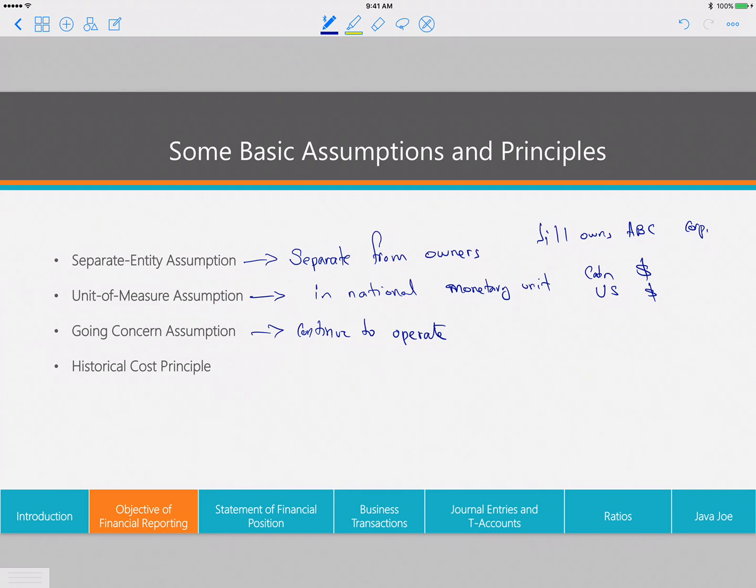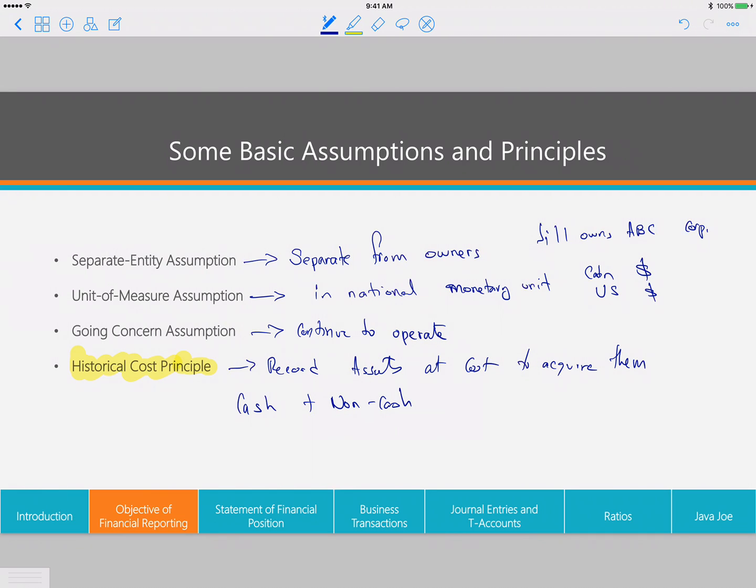And finally, the historical cost principle. This is very, very important for you to understand. The historical cost principle is that we record assets at the cost to acquire them. And this includes both cash and non-cash equivalents that were given up.